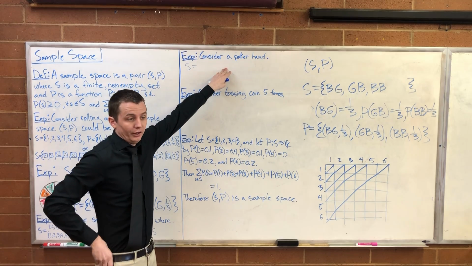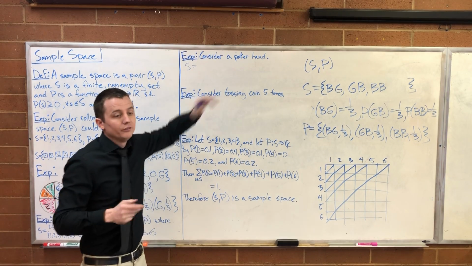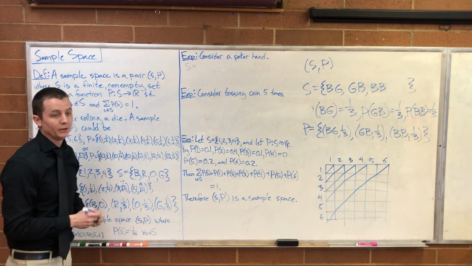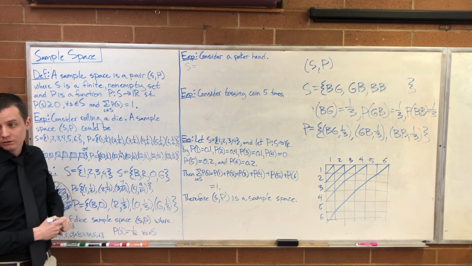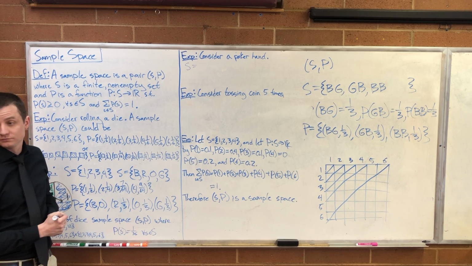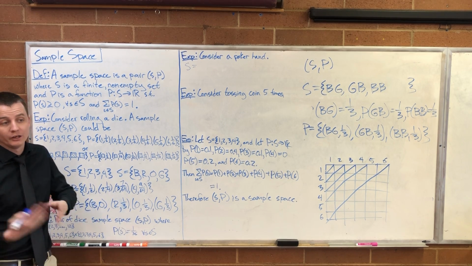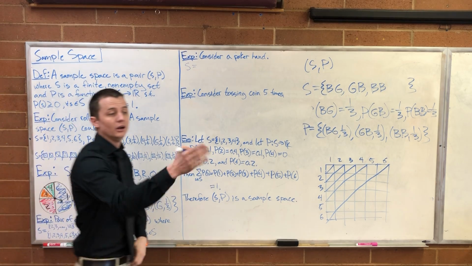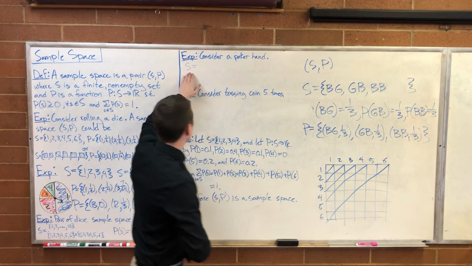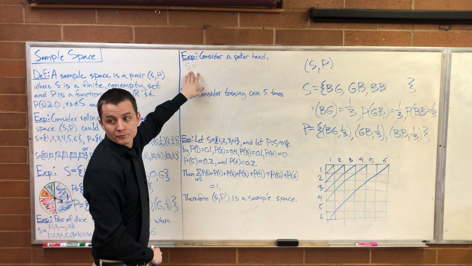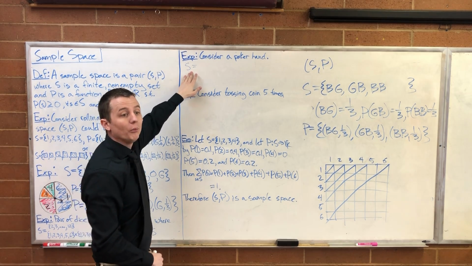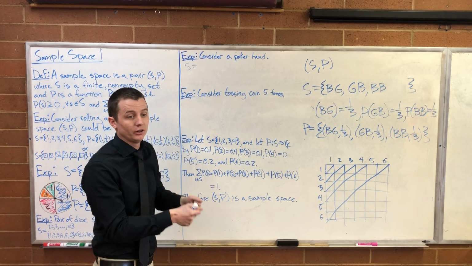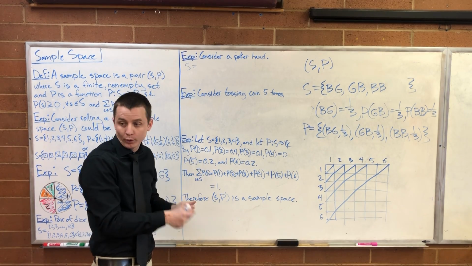So consider a poker hand. It's just 5 cards out of a regular 52 card deck. Right? What would S be? You can just say it in words. S would just be 5 different cards, right? It's the set of all possible sets of 5 cards. It's the set of all possible poker hands you can get.